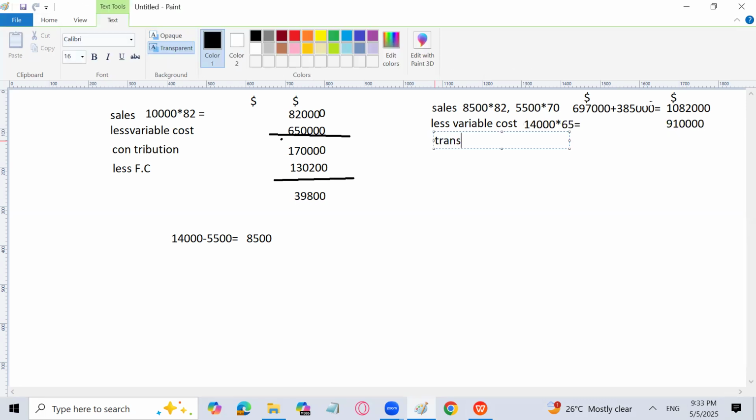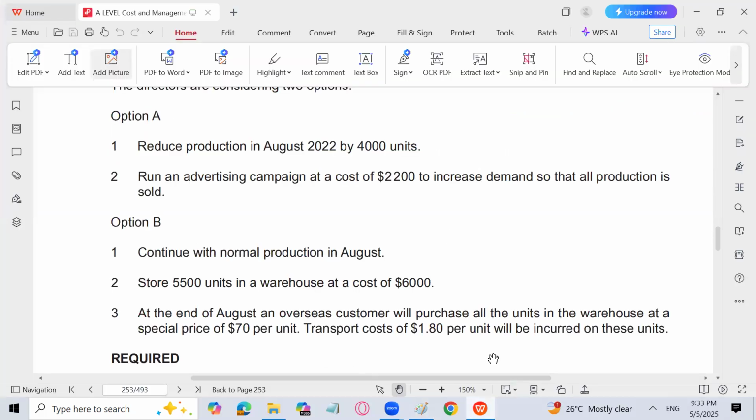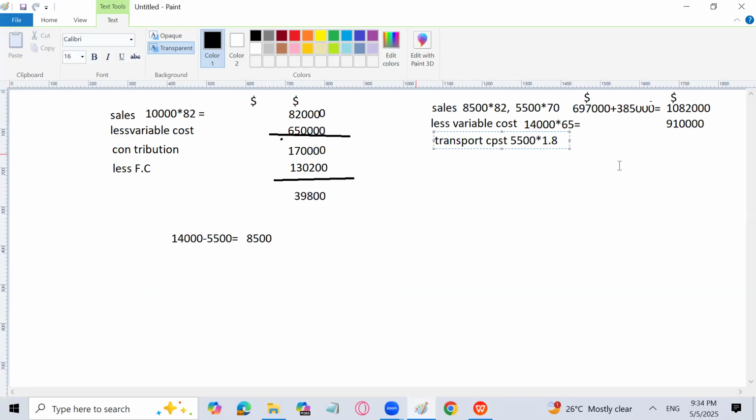cost. But this will be incurred only for those units which are stored, at 1.8 per unit. How come, sir? Let me show you. A major customer, an overseas customer, will purchase those units at a price of 70, but transport cost of 1.8 will be incurred on these units. So 5,500 into 1.8, this extra cost will be incurred only on those units which are stored, because we are selling them to the overseas supplier.